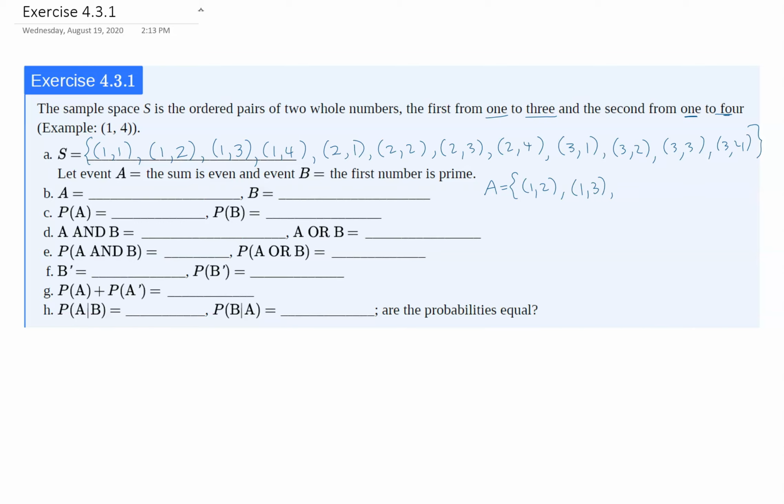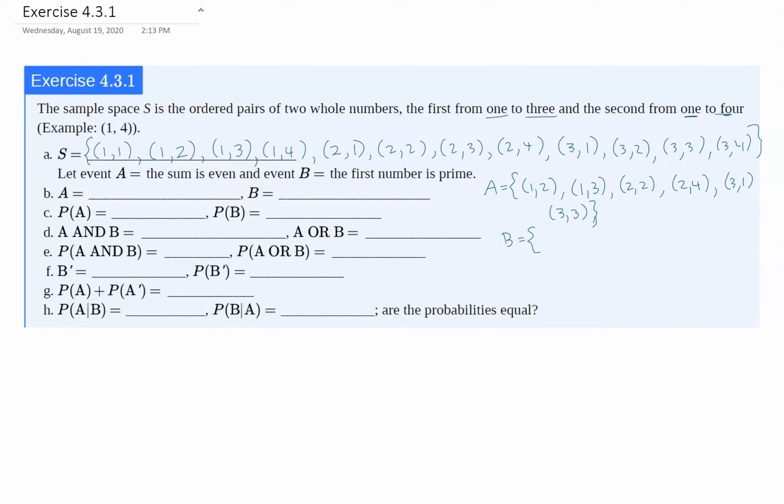Not even. 2 plus 1, 3. Nope. 2 plus 2 is 4. That's even. 2 plus 3 is 5. Nope. 2 plus 4 is 6. Even. 3 plus 1 is 4. That's even. 3 plus 2 is 5. Nope. 3 plus 3 is 6. 3 plus 4 is 7. Not even. So 1, 2, 3, 4, 5, 6 outcomes in event A. And I am writing it over to the right because I know I'm not going to fit it in those blanks at all. So that's our event A.